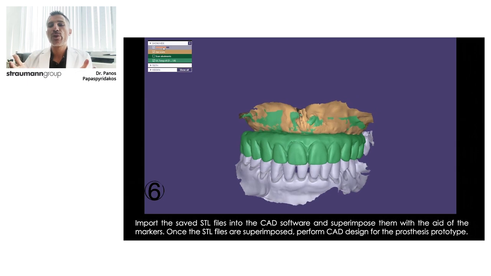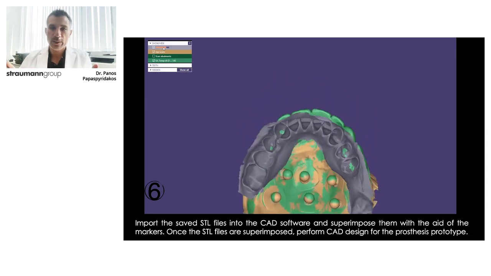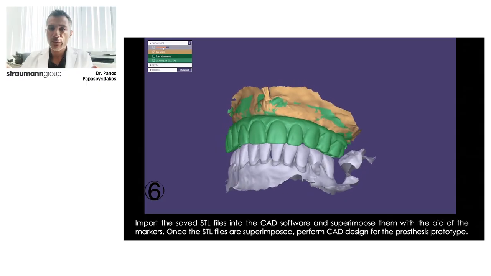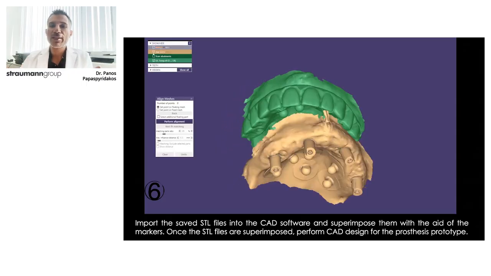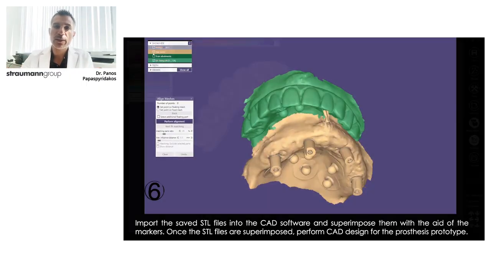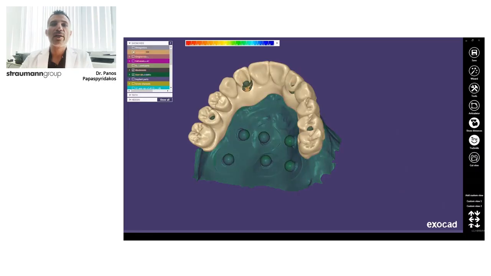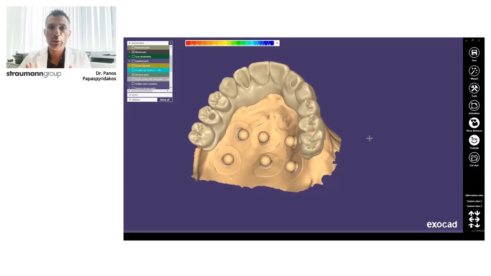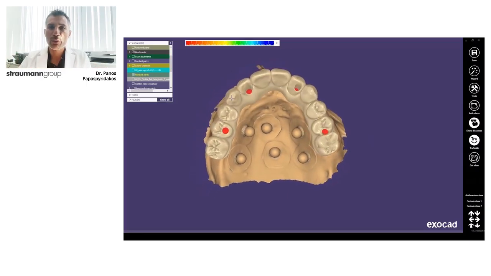Now, let's assume that we even want to change something in the existing provisional. We can register this information and change it with a digital setup, as I will show you here. For example, we can shift the midline, we can increase the incisal length, we can reduce the corridors, we can add to the buccal corridors, and so on and so forth.